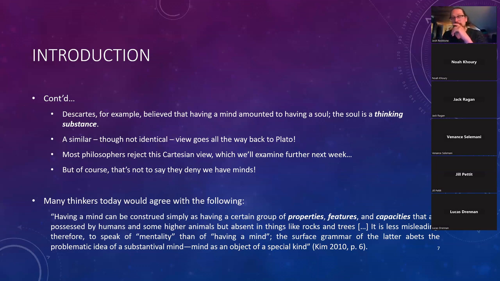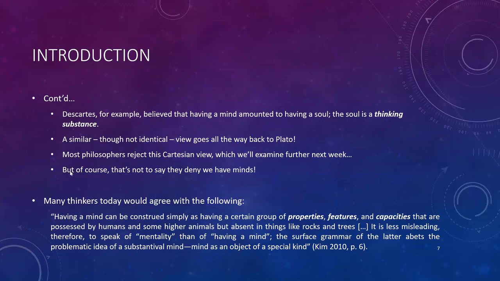Now, very important, most philosophers nowadays reject the Cartesian view. We'll examine this in greater detail next week, but most philosophers are not substance dualists. Most thinkers would endorse something like this. They would say, as Kim does, having a mind can be construed simply as having a certain group of properties, features, and capacities that are possessed by humans and some higher animals, but absent in things like rocks and trees. It is less misleading, therefore, to speak of mentality than of having a mind.